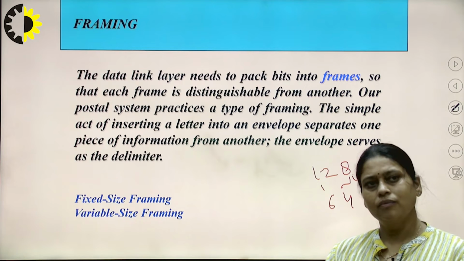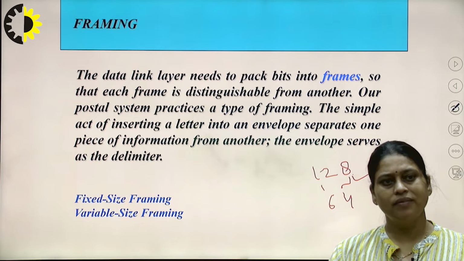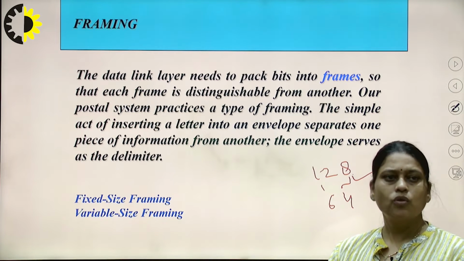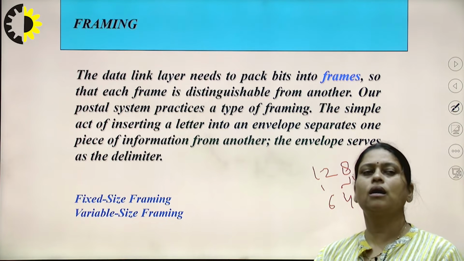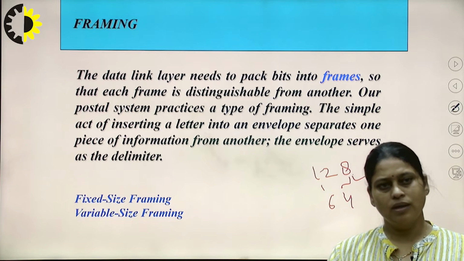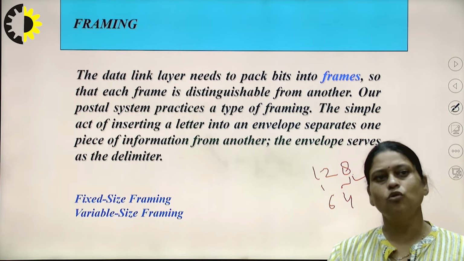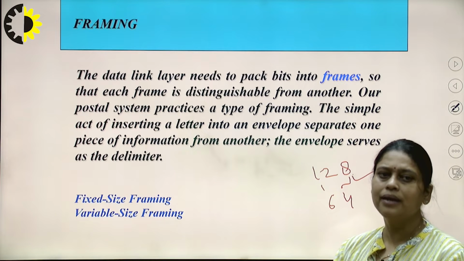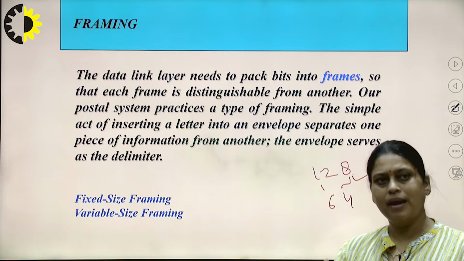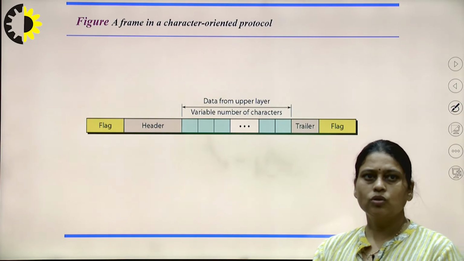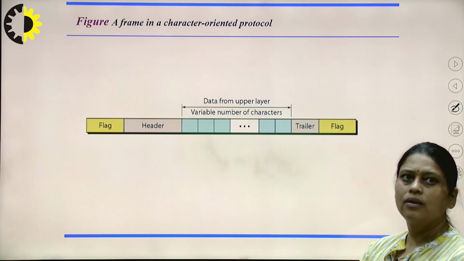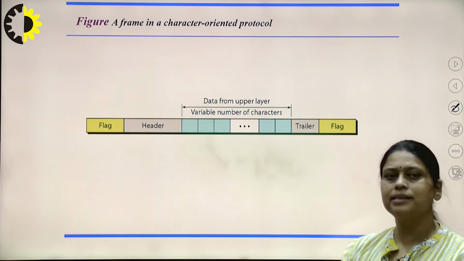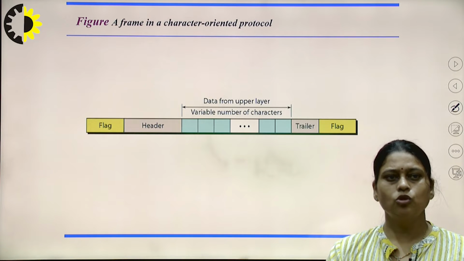Framing can be done in 2 ways. One is fixed size framing and the second one is variable size framing. Either we divide the whole data into frames of a fixed size, or we divide the data packets into variable lengths. So, this is a frame in a character oriented protocol. This is the method by which we can send the frame from source to destination.